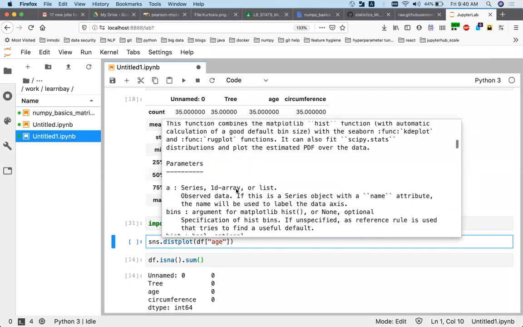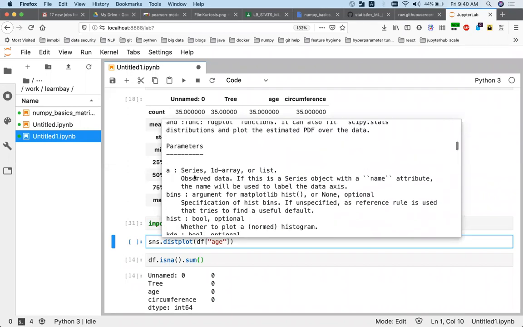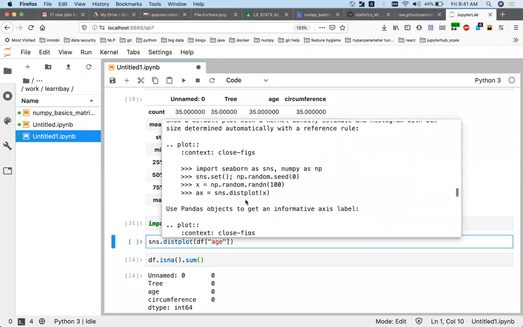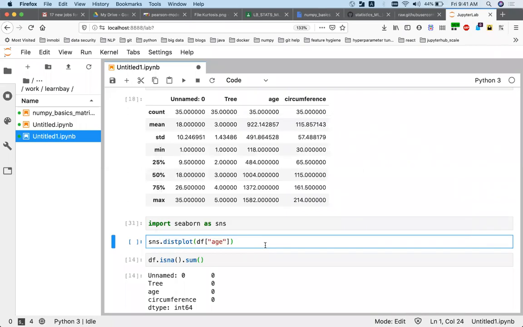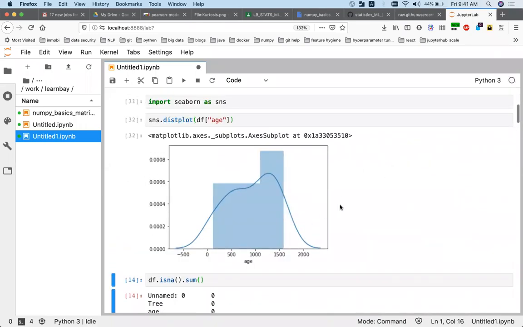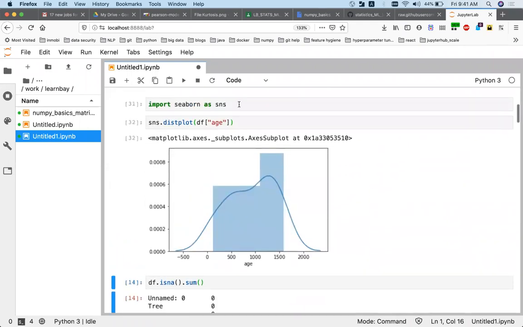So let's say this one. I also have some more helpful information saying what does A stand for? A stands for a series or a one-dimensional array or a list, right? So remaining everything I can figure out, like what is the example. Example is also given here. So example SNS dot this dot of x. So let's say if I do this, let's see what. Right, so this is how your age actually looks like. Okay, so this is how you can figure it out.